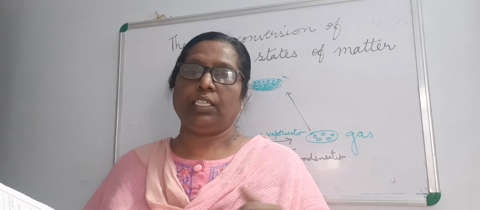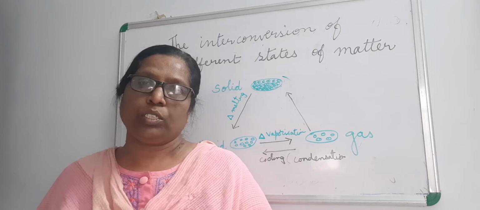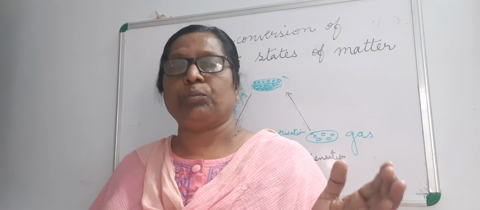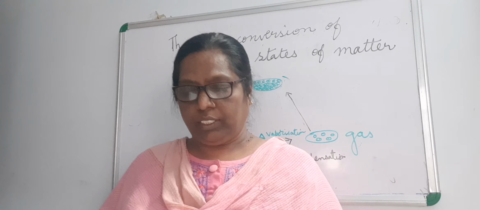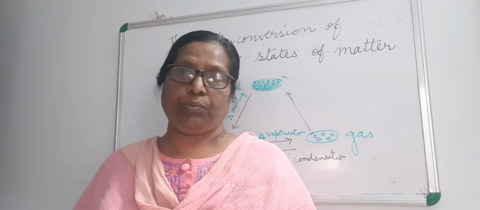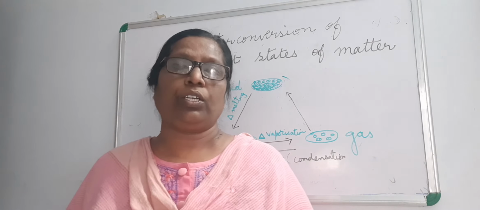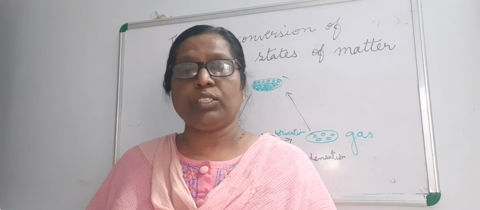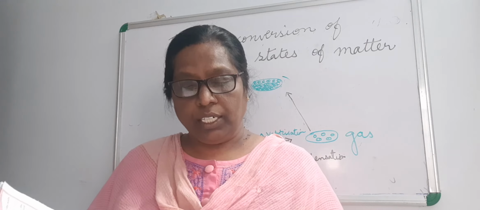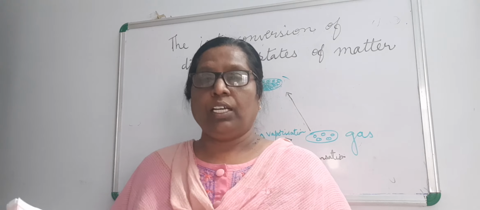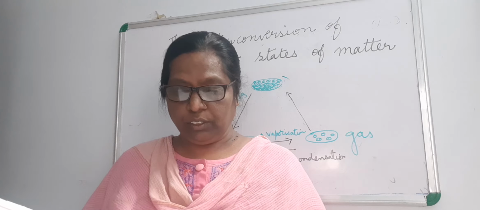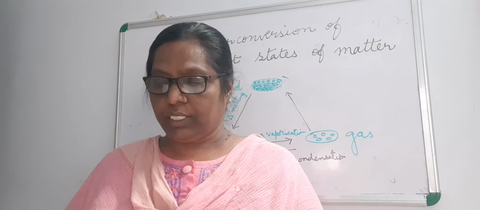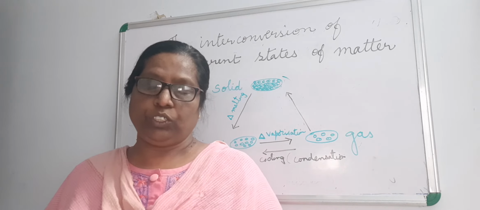So the intermolecular force decreases when the particles are heated up. Intermolecular space increases and the intermolecular forces decrease. Because of that, matter changes from one state to another. The magnitude of the attractive forces between the molecules decreases. So there are 7 points. Each point you should understand and learn. And based on this kinetic theory, we will understand the interconversion also.